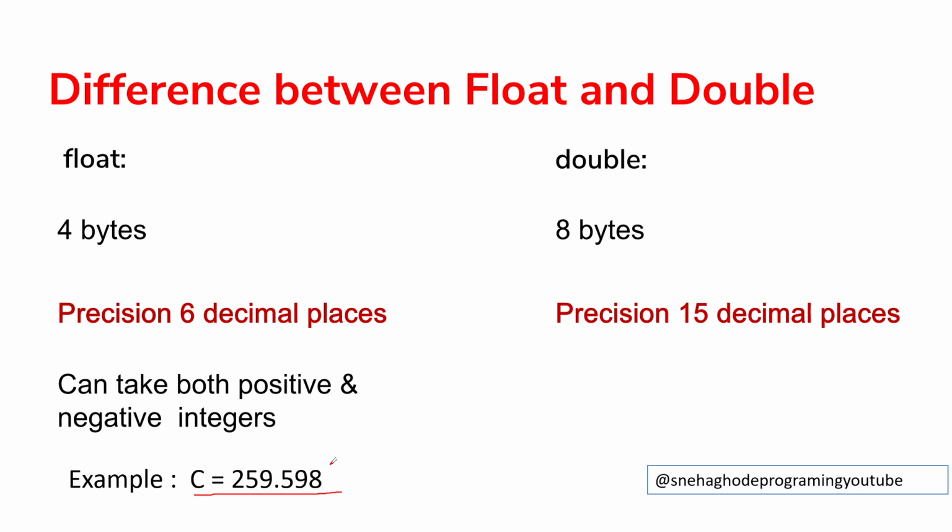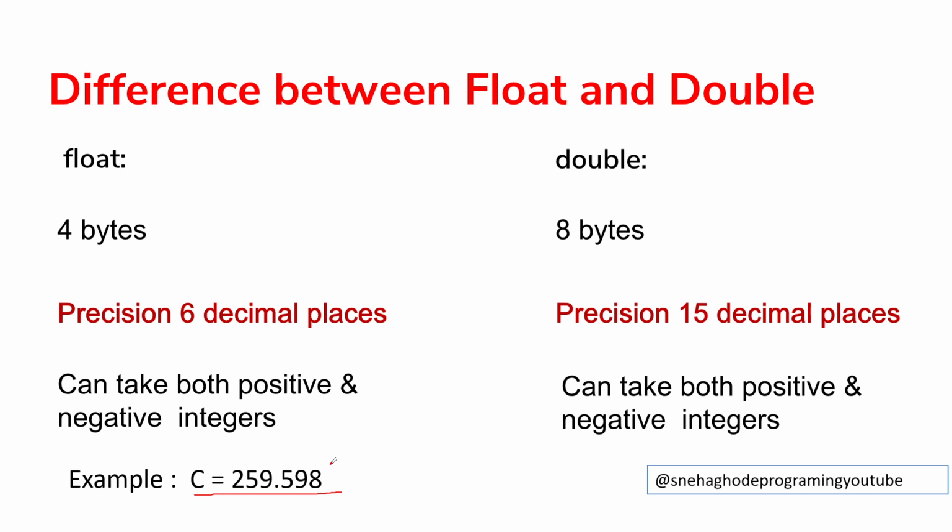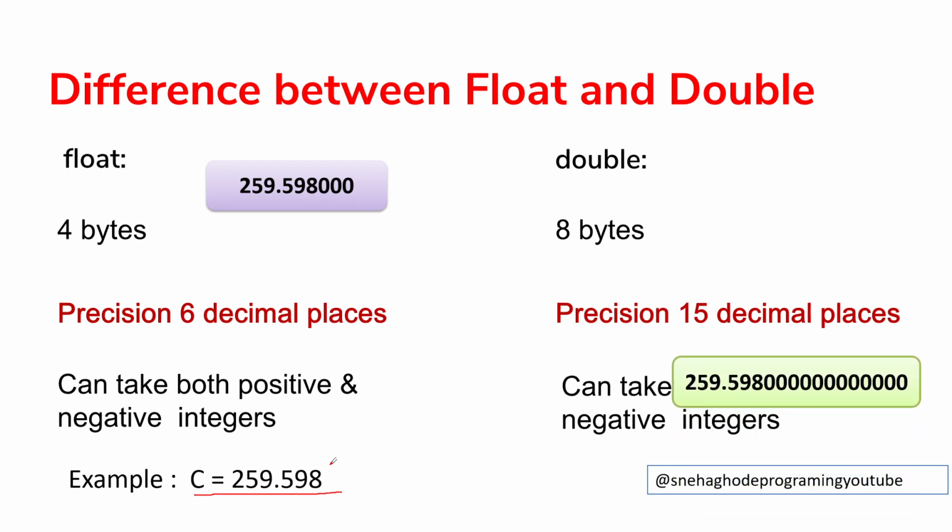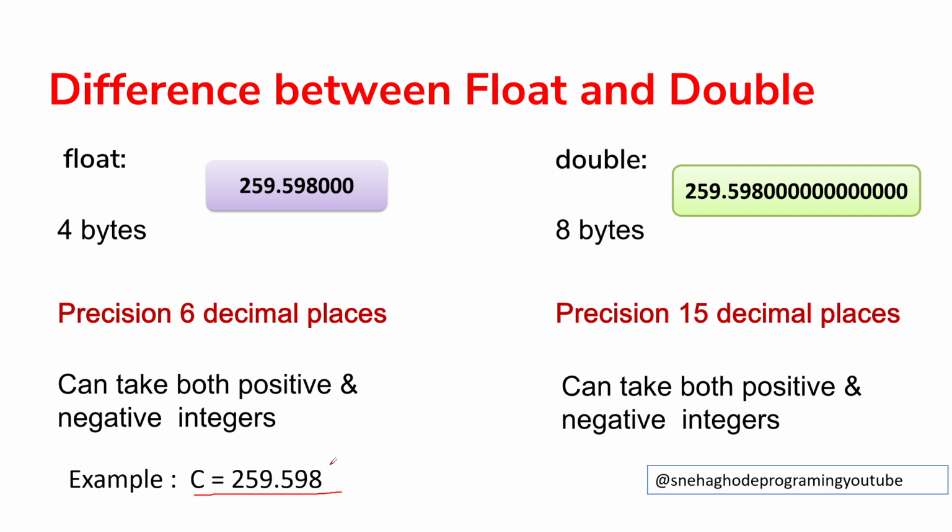Difference now, float. So float is going to contain 4 bytes, precision 6 decimal, and for the double 8 bytes and precision 15 decimal places, and it can take both positive and negative values. And an example is how the data is going to be stored. Now see here, 15 decimal places. After the point 1 2 3 4 5 6, right, and after the point 1 2 3 4 5 6 7 8 9 10 11 12 13 14 15, right, 15 decimal.